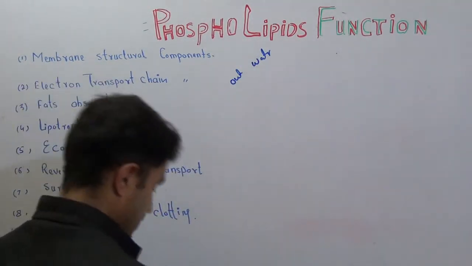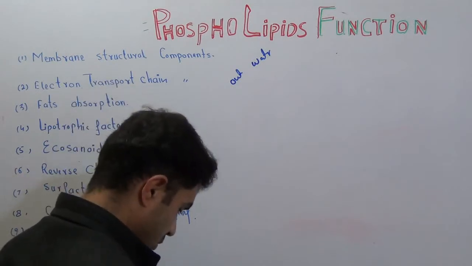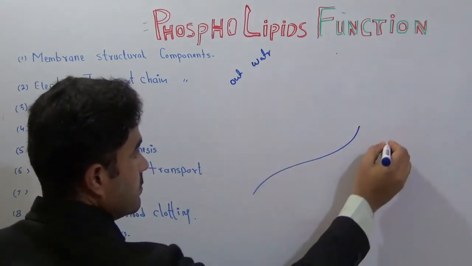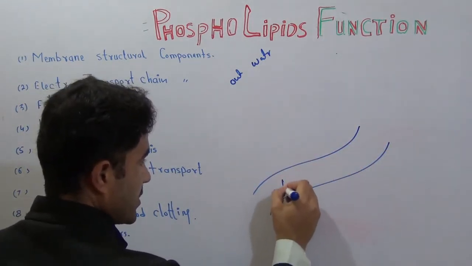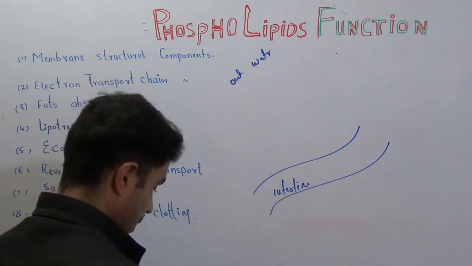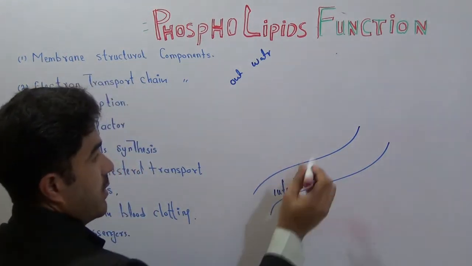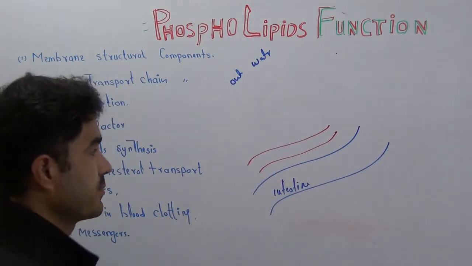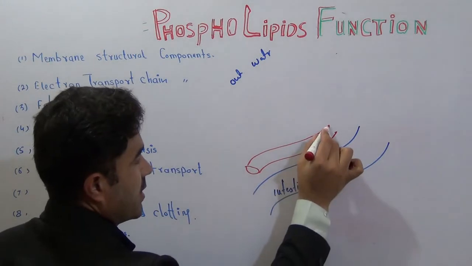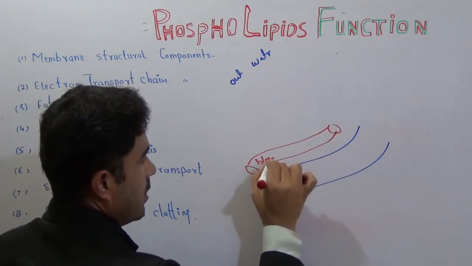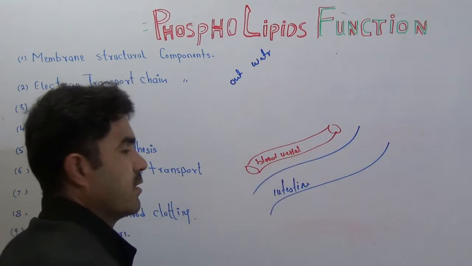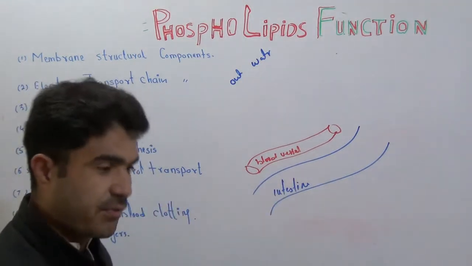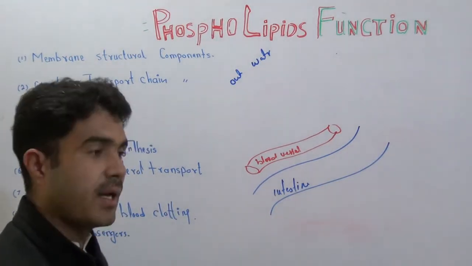If you see here, suppose this is your intestine. We know very well that the blood vessels are connected with the intestine. Here is your blood vessel, and when you take fats from outside in your diet, the fats will come to your intestine. Definitely, of course, they will be digested, they will be small enough.